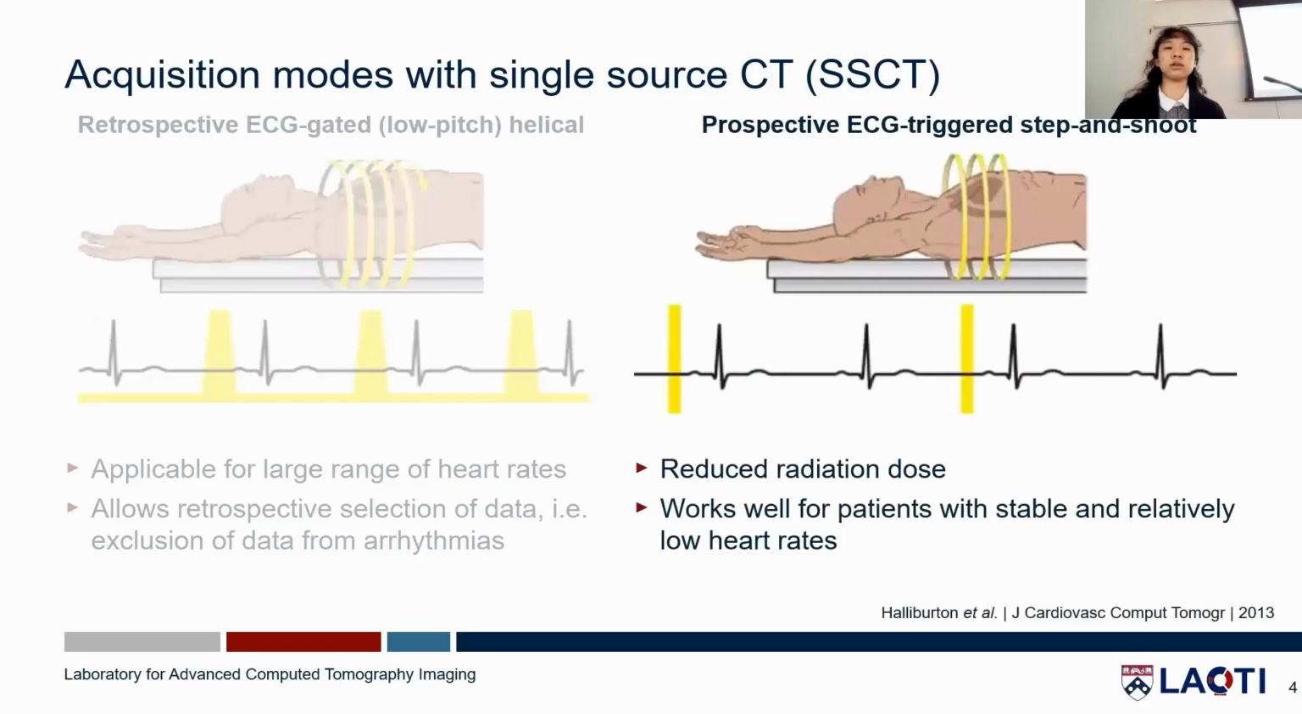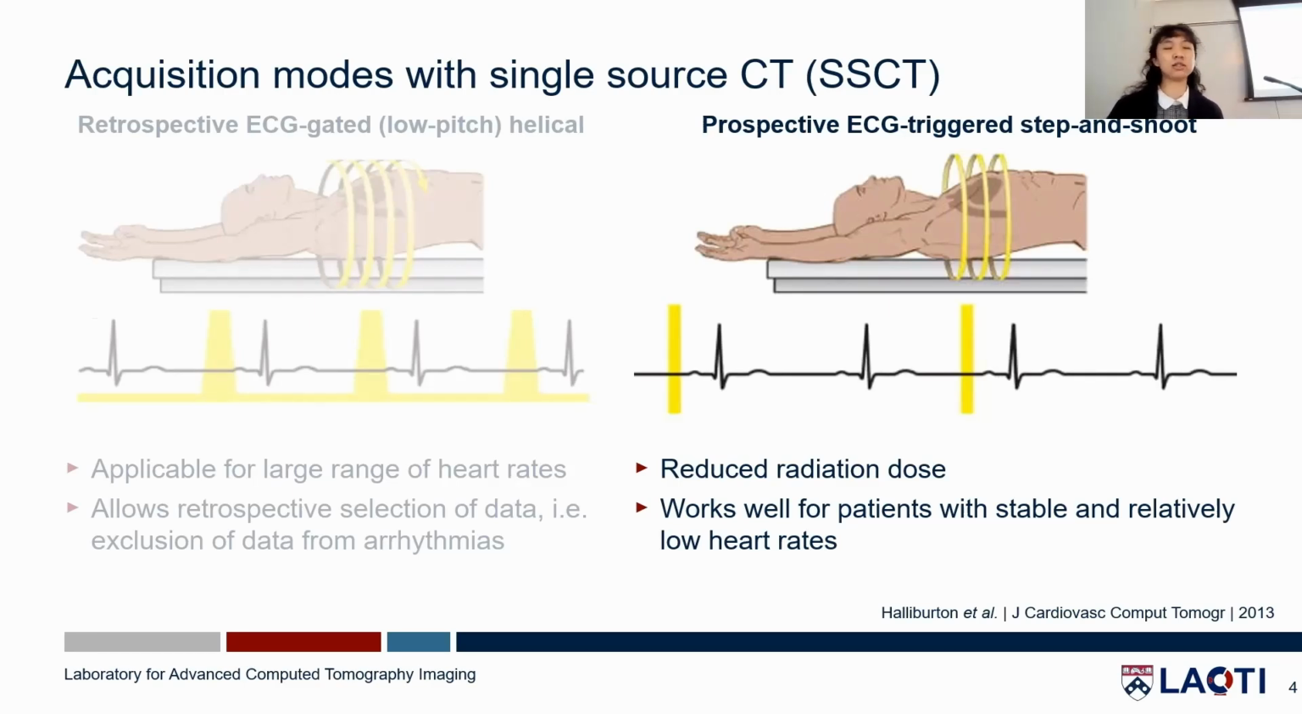The second mode is prospective step and shoot. So we walk away from the helical scan and now we're taking axial scans along the Z coverage. This occurs across multiple cycles, as you can see with the ECG here. Unsurprisingly, this reduces radiation dose, but it works only so well for patients with high heart rates. So this is generally used for patients with stable and relatively low heart rates.